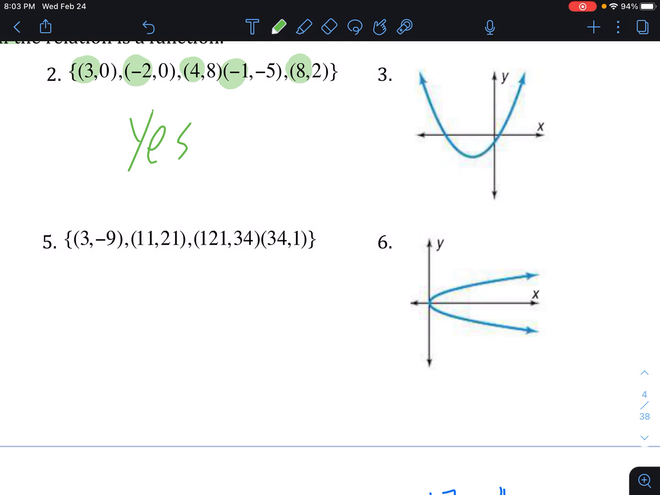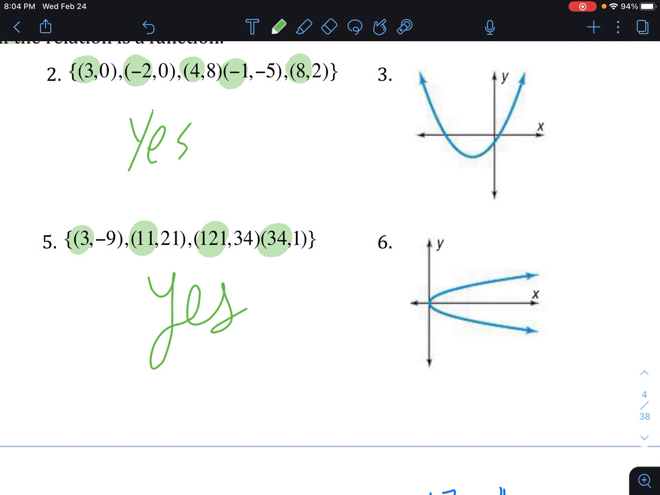Let me give you a side example here of two things that would not be a function. If you had, say, (3, 0) and (3, 7), this would alert me of not being a function, because you can't have a 3 have an output of 0 and the same 3 having an output of 7. So that would not be okay. Number 5, again, I look at the x values. I'm looking for any that repeat. I have 3, 11, 121, and 34. None of them repeat, so it's automatically got to be a function. Yes.